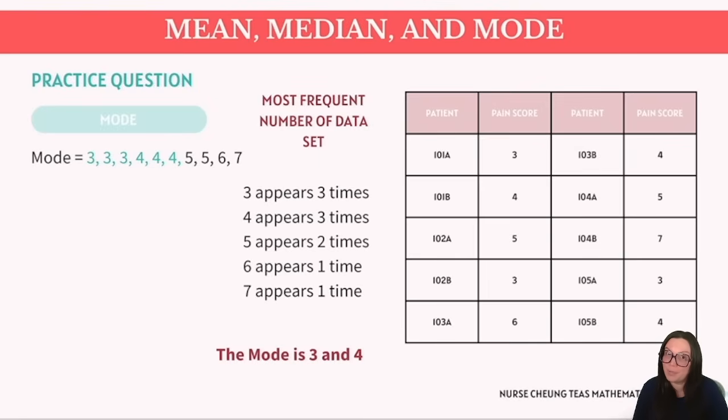Our last data point that we have to find is mode. Remember, M-O in mode, M-O in most. We're looking for the most frequent number of our data set. So I have it written out here, but I'll just visualize it for you. We have 3 3s, we have 3 4s, we have 2 5s, 1 6, and 1 7. Well, look at that. We actually have 2 numbers that appear most often within our data set. When this happens, it means we have 2 modes.